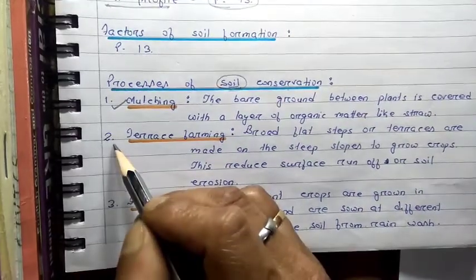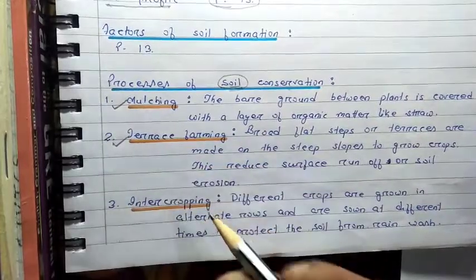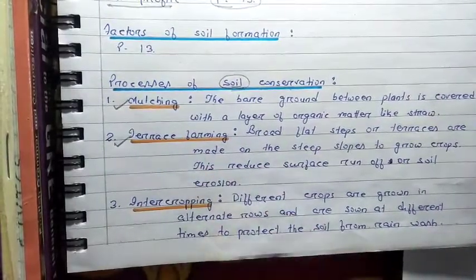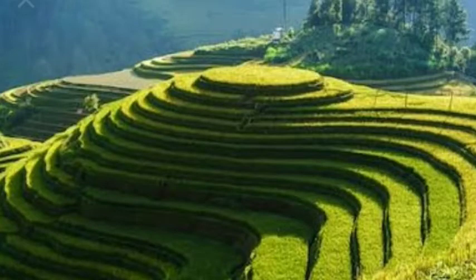Next one is terrace farming. Just have a look at the picture first, then I shall tell you what is terrace farming. This terrace farming is generally done in the mountainous regions. I hope you have seen the kiwi plantation. This kiwi plantation is also a type of farming which comes under terrace farming. Here broad flat steps or terraces are made on the steep slopes to grow crops. This reduces surface runoff and soil erosion.